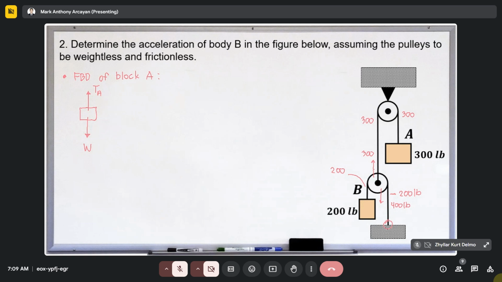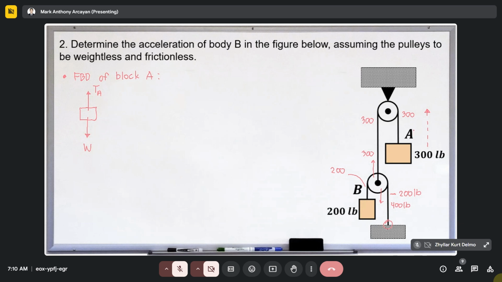With this difference, we can say that the 200-pound block here at the bottom can pull block A upwards. It can pull block A upwards because it has a net force of 100 pounds. The difference between 300 and 400 is 100 pounds. So it has a net downward force of 100 pounds. That is why it can pull block A upwards.